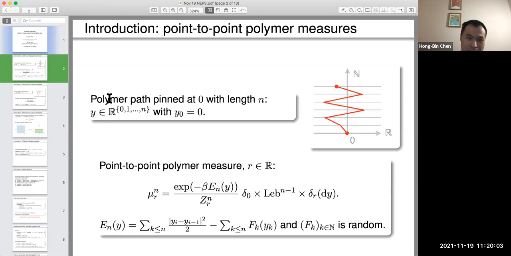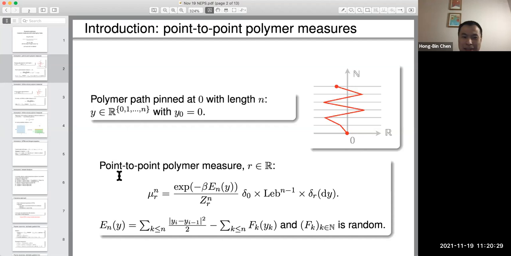A finite length polymer path pinned at zero with length M is a vector like this, and the first coordinate is zero. So the picture can be seen here. You have something from zero, and it takes steps in discrete time, and it's continuous in space and discrete in time.